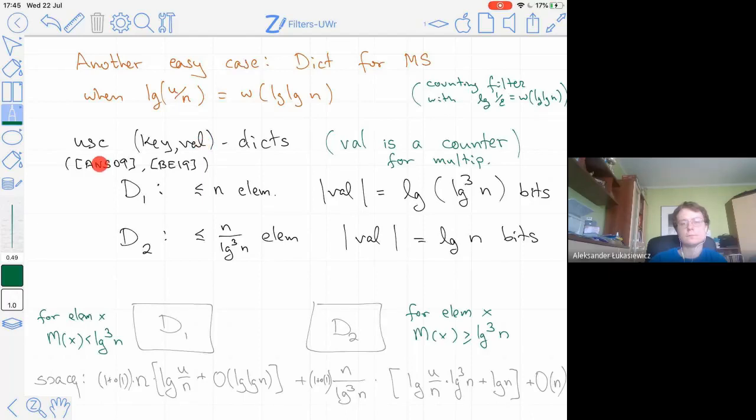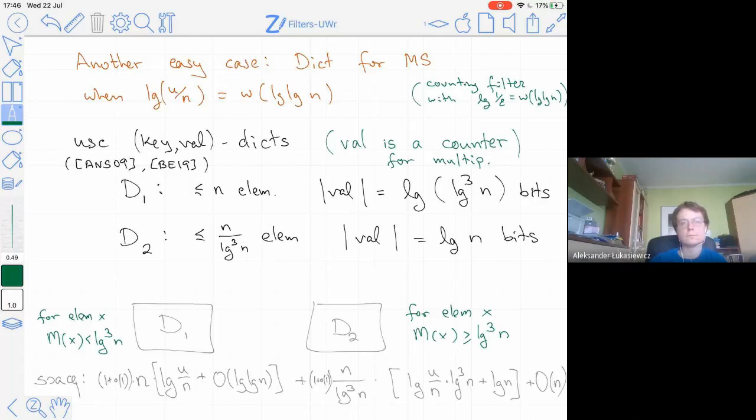Recall that ANS09 is a dictionary that is fast but not space efficient. It is what is called, I think, compact. It's 2 times the lower bound, and something like that. Yeah, it's a constant times the lower bound rather than 1 plus little o of 1 times the lower bound. You use two such dictionaries. So here's D1 and here's D2.